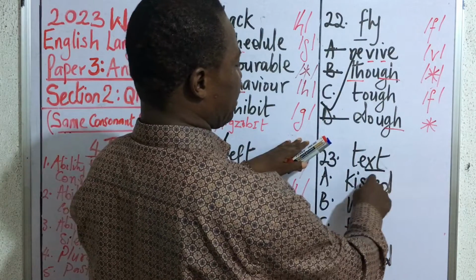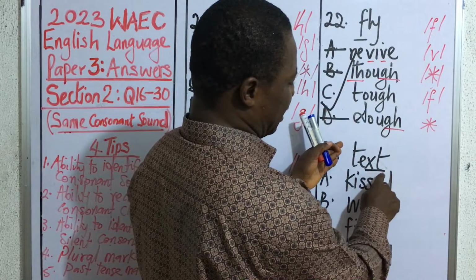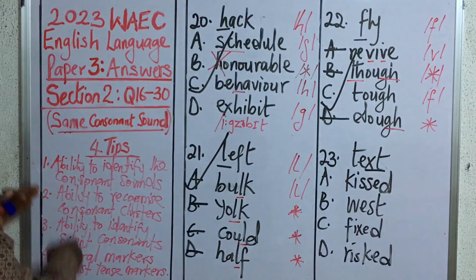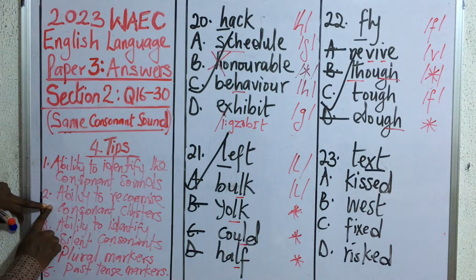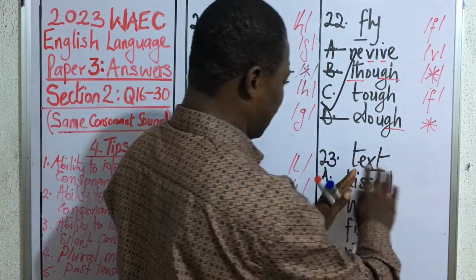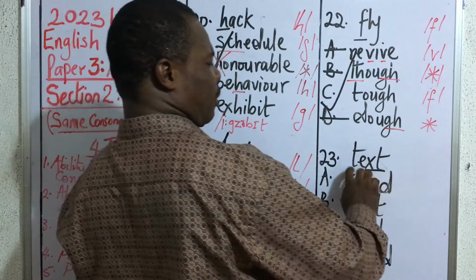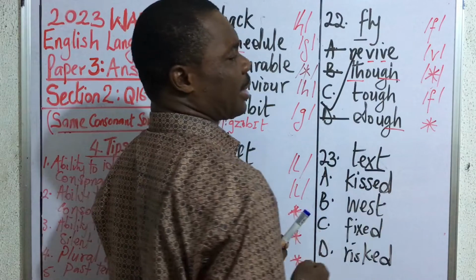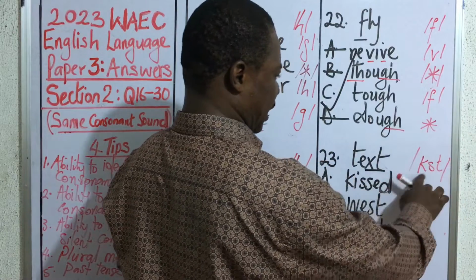Question 23, text. To look at this question very closely, you discover that X and T are jointly underlined. So this will quickly take your mind to one of the characteristics that we mentioned at the beginning of this video, and that is consonant clusters. Ability to recognize consonant clusters. So when you see two letters underlined together, they are already trying to test you on clusters. Now, what are the consonants that are clustered here? Text, K, S, and T. That is something like text.